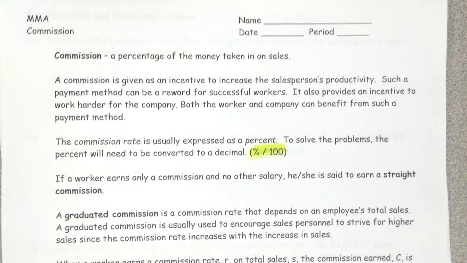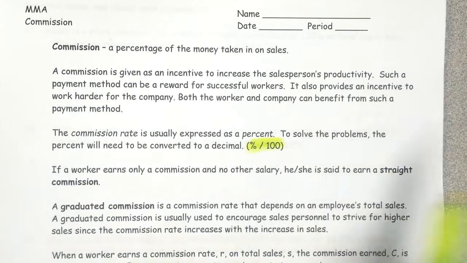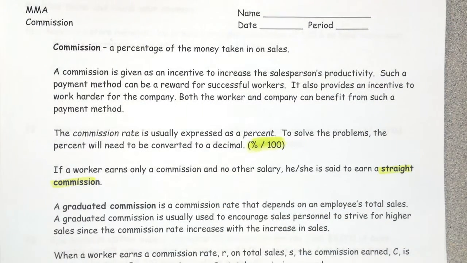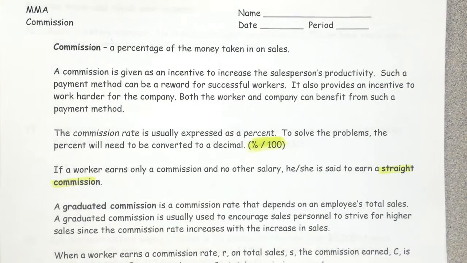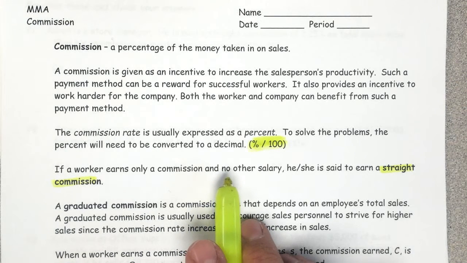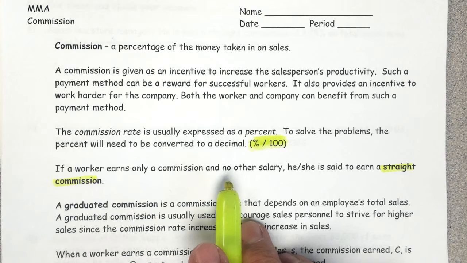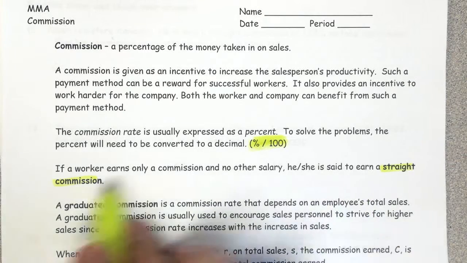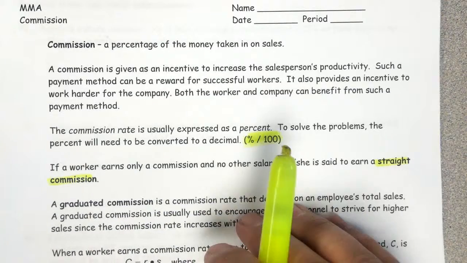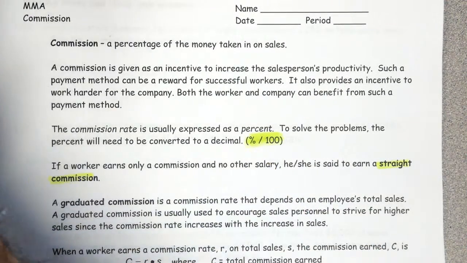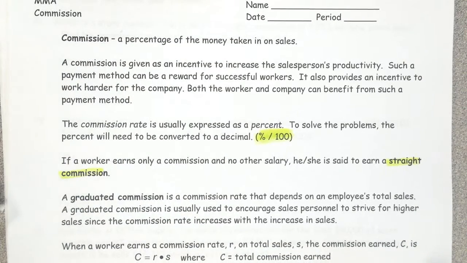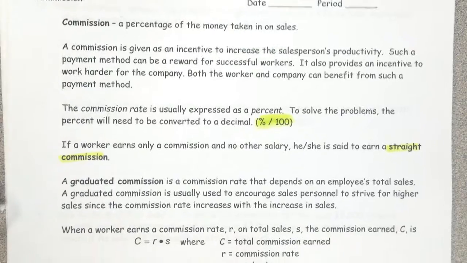If they work straight commission, that means they have no other income besides the commission. Sometimes they might get a base salary or base income. They might give them $5 an hour just to come, plus commission. That's not straight commission. Straight commission is whenever they get no money for being there except when they sell. So if they sell nothing, they make nothing. If they sell a lot, they make a lot. That's why this is an incentive for salesmen.